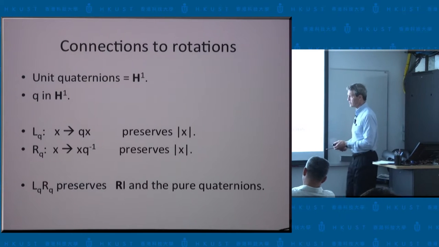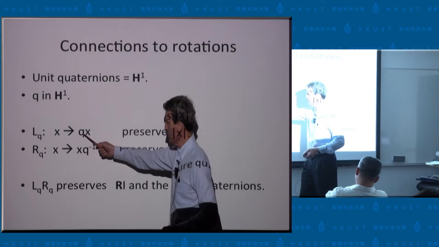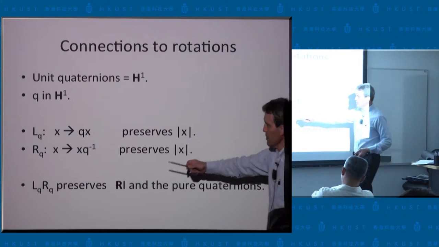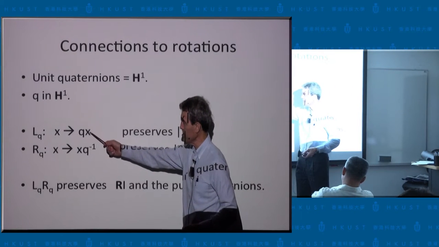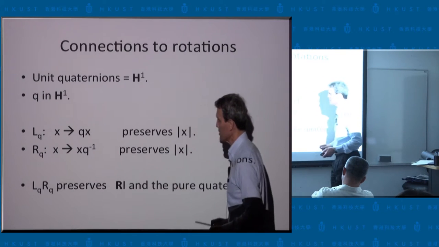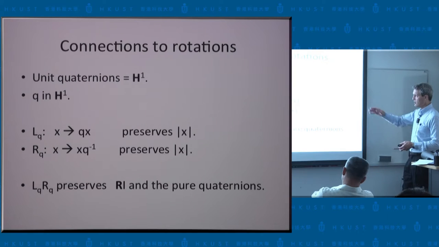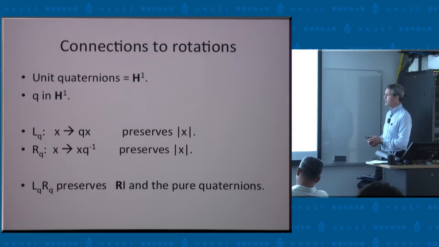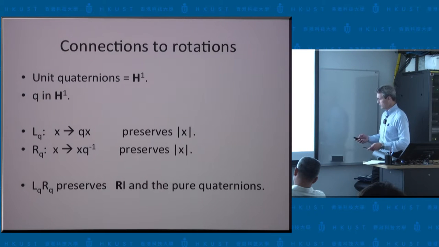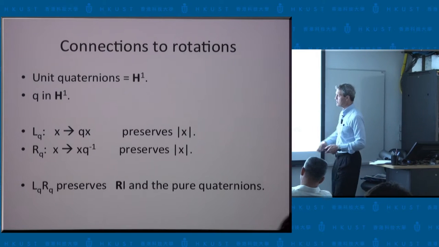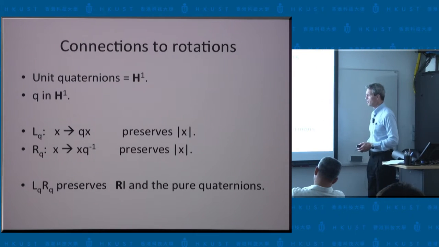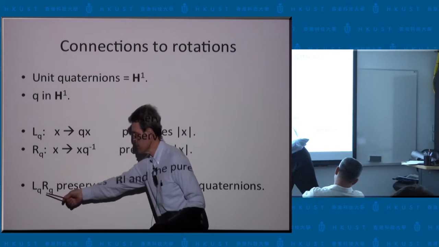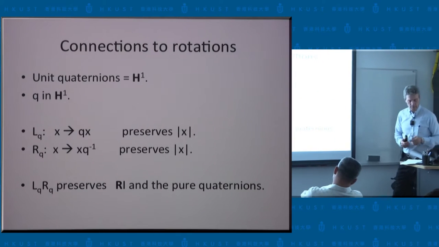And if I do both of these, if I multiply on the left by Q and on the right by Q inverse, then doing both of those together, you see if X is the identity, I'll just be multiplying Q times Q inverse, and I'll just get the identity back. So if I do both of them together, I will preserve the real numbers, and therefore I preserve the orthogonal subspace of the pure quaternions. And so that operation will, of course, preserve the norm, and it will preserve the norm in the pure quaternions. So this is actually acting as a rotation of the three-dimensional space of the pure quaternions.